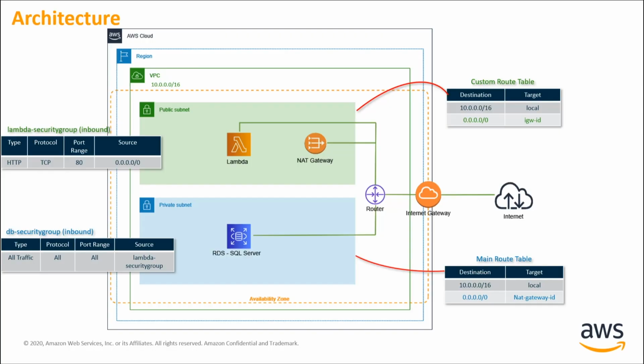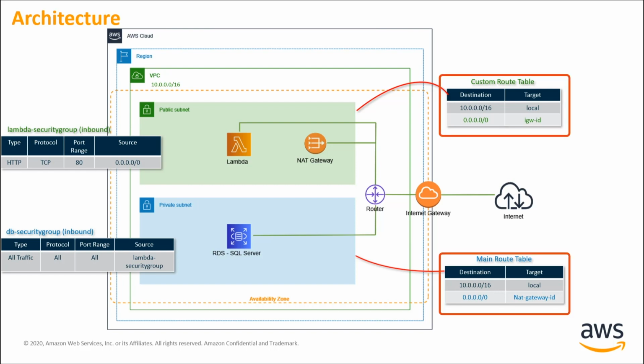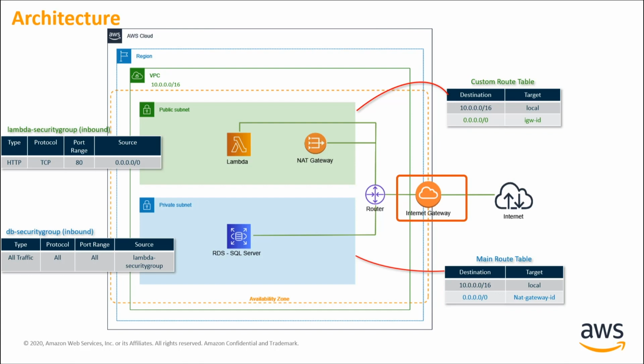Today, I'm going to show you how to access SQL Server hosted on RDS inside a private subnet from the Lambda function hosted in a public subnet. When you create these subnets, you need to make sure you create and configure route tables correctly so that the Lambda function in the public subnet can access the RDS instance in the private subnet.